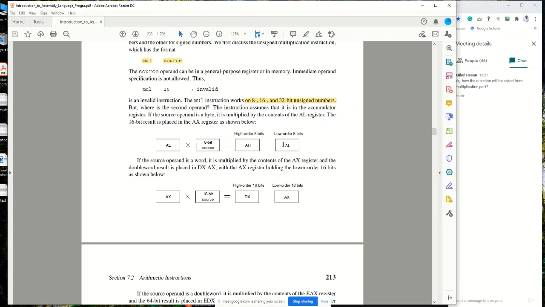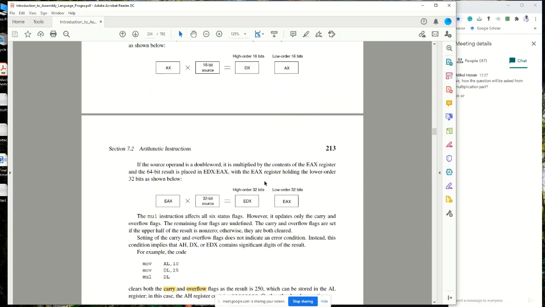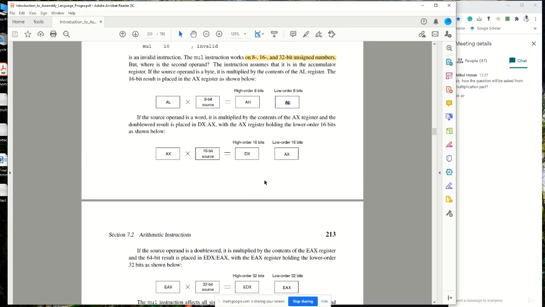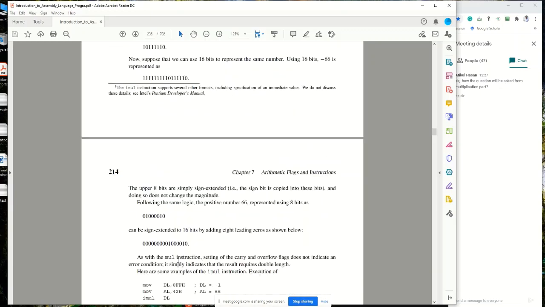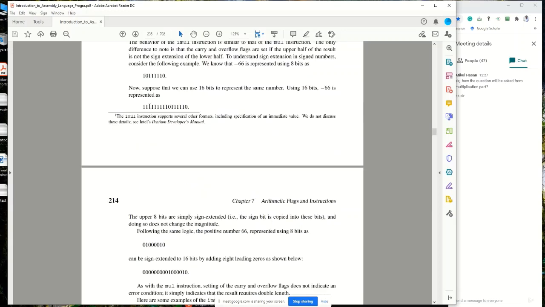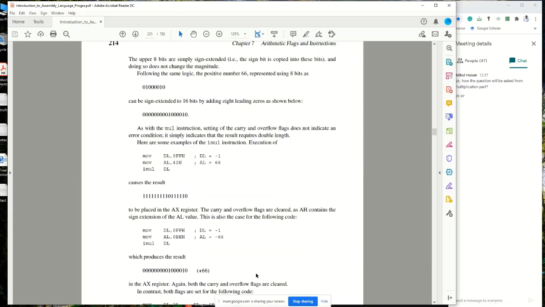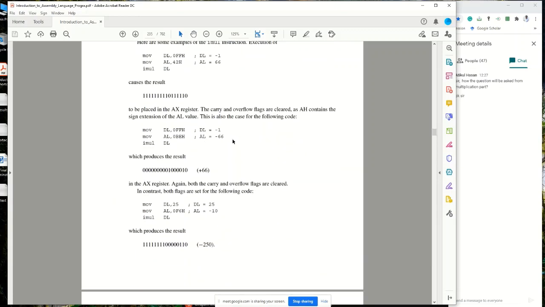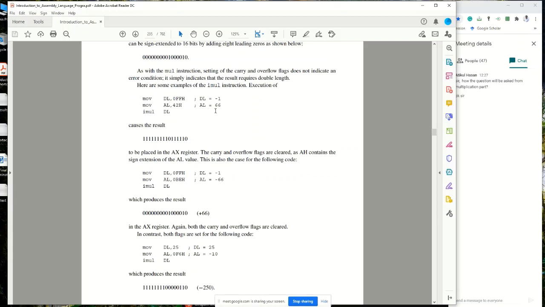It is actually stored here, and that's why our two flags, what are the two flags? Overflow and what is the other one? Carry flag. The carry flag and overflow flag will not be activated in this case, because the answer is minus 66, and we can represent minus 66 in 8-bit, like this. Okay, do you understand? All right. So the result is minus 66, no problem.